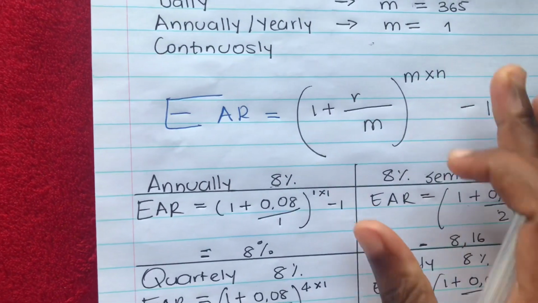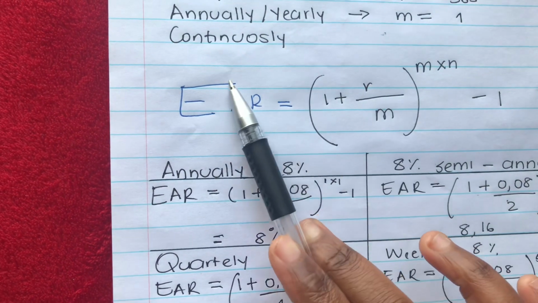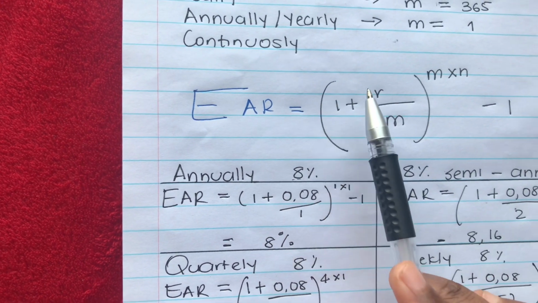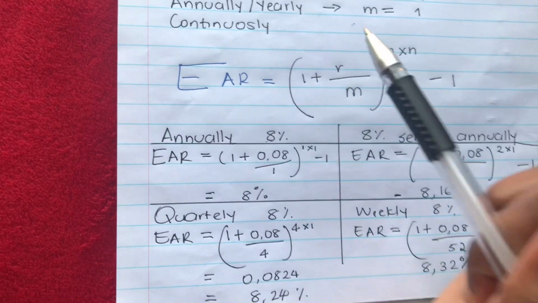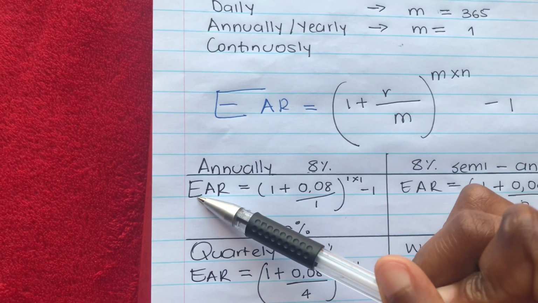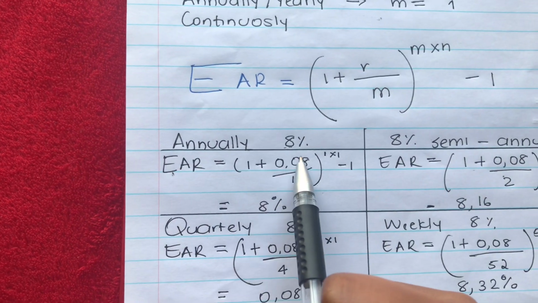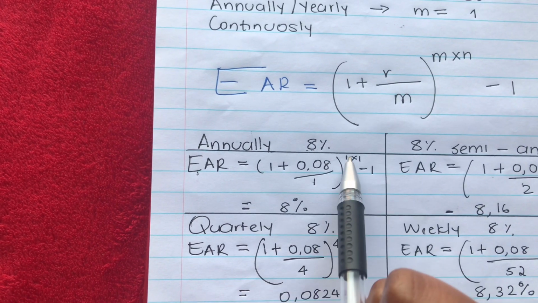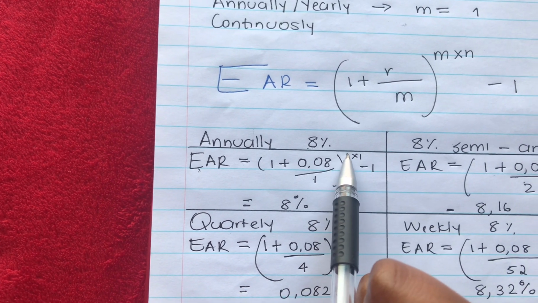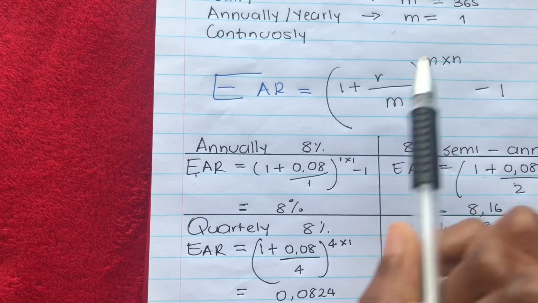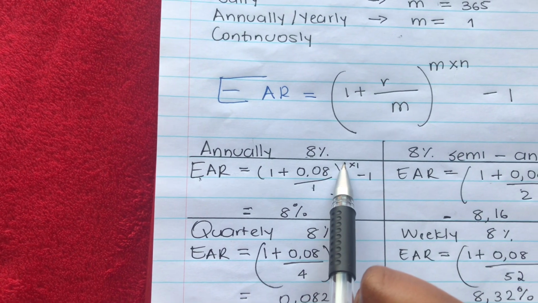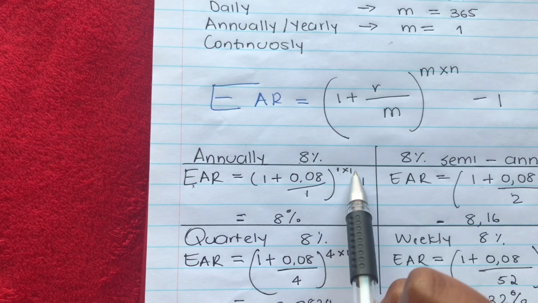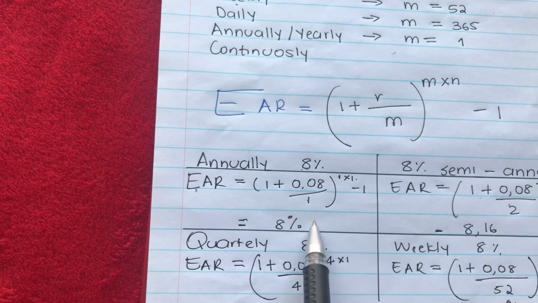So let's do a quick example. Here's the formula for calculating the effective interest rate. You say 1 plus 8% divided by 1. This is annually, remember. Then you raise it to the power n times m. Your m is 1 because it's annually, and your n is 1 because that's 1 year. Then you minus 1, and you get 8%.